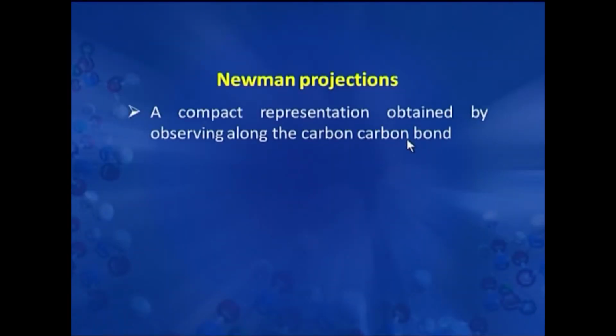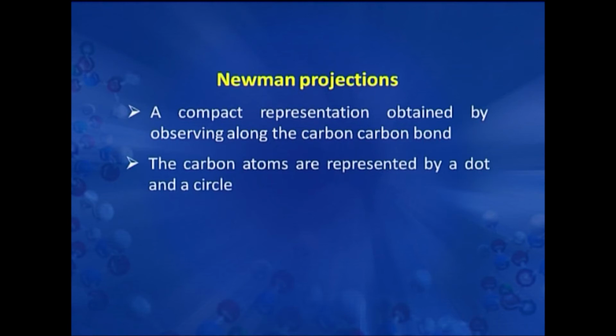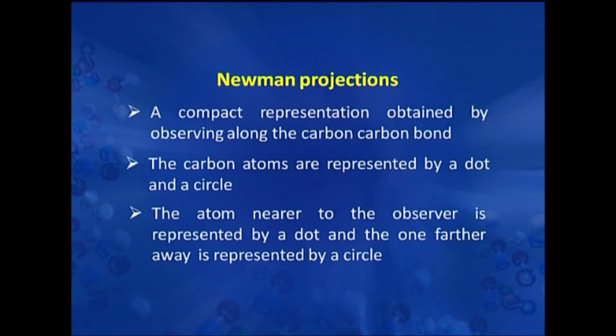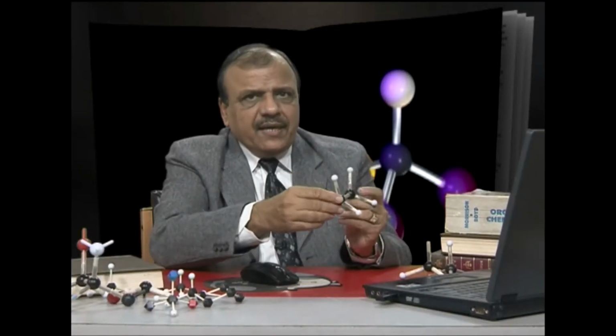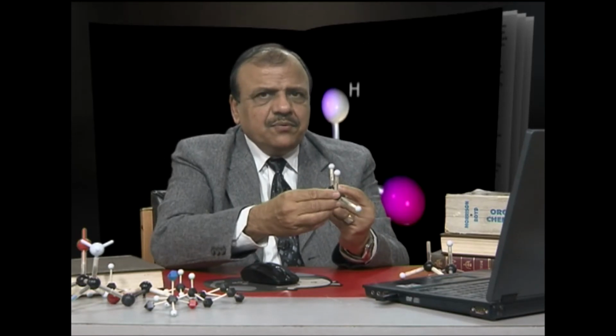Now these, as I said, can be represented by Newman projection. So let us practice the drawing of ethane molecule in Newman projection. Newman projection is a compact representation obtained by observing the molecule along the carbon-carbon bond, and the carbons are represented by a dot and a circle. The carbon which is nearer to the observer is represented by a dot and the farther away is represented by a circle.